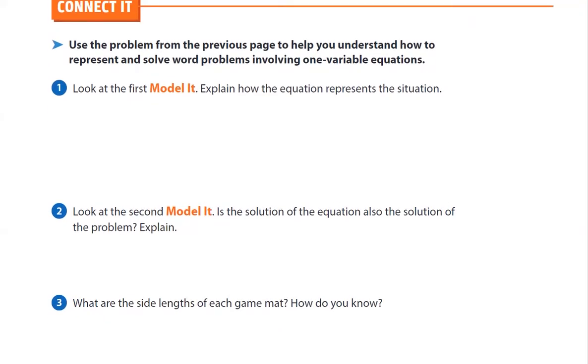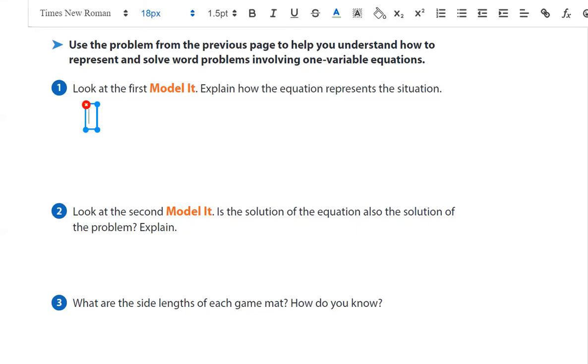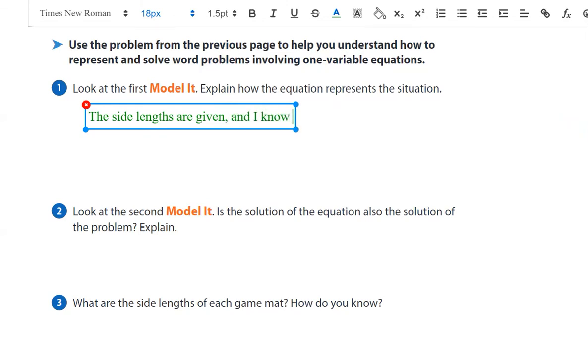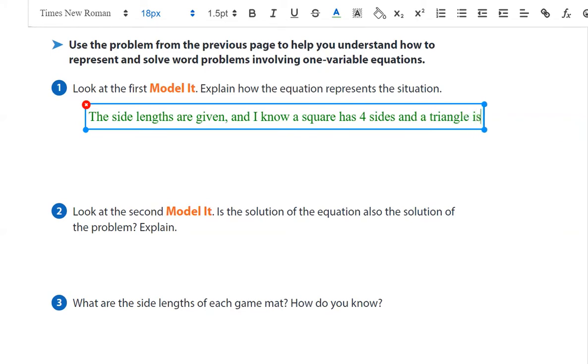Okay, number 1 says, look at the first model. Explain how the equation represents the situation. Well, how does it represent the situation? The side lengths are given to us, right? The side lengths are given. And I know, how many sides does a square have? A square has 4 sides, and a triangle has 3 sides. I was messing with you.